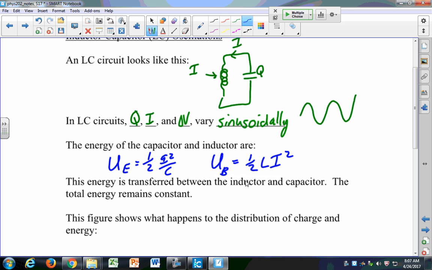And so we can think about the energy being transferred between the inductor and the capacitor. When I have maximum charge on the capacitor, I have no current. So when I have maximum charge on the capacitor, I have maximum energy on the capacitor, but I have no magnetic energy. And when I have maximum current in the inductor, I have no charge on the capacitor, so all my energy is in the inductor.